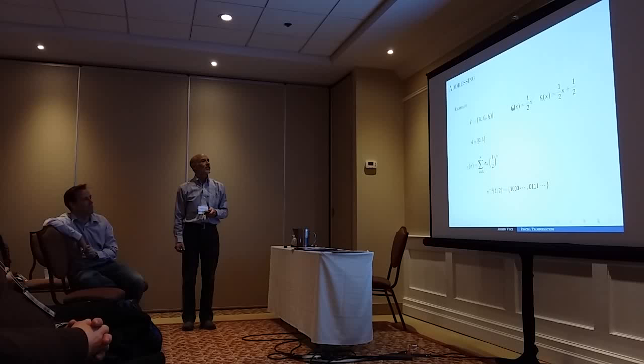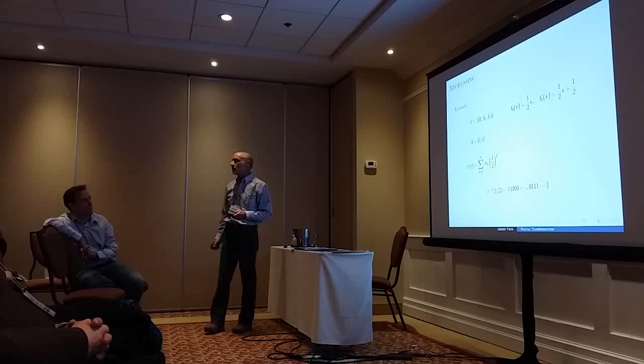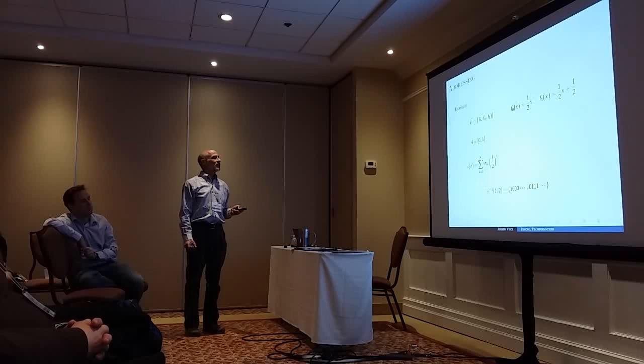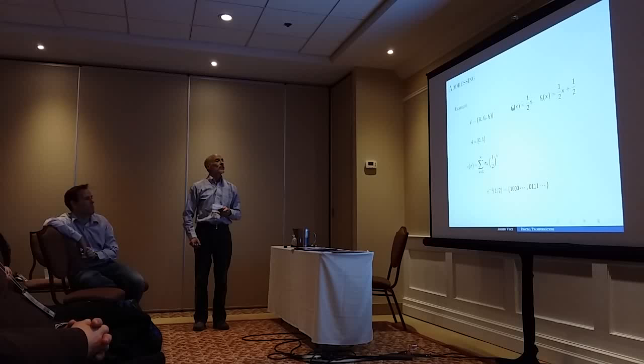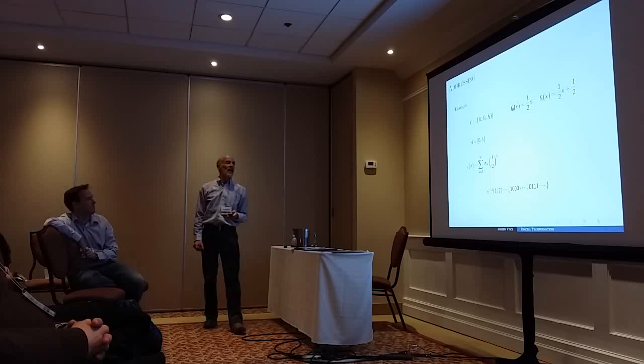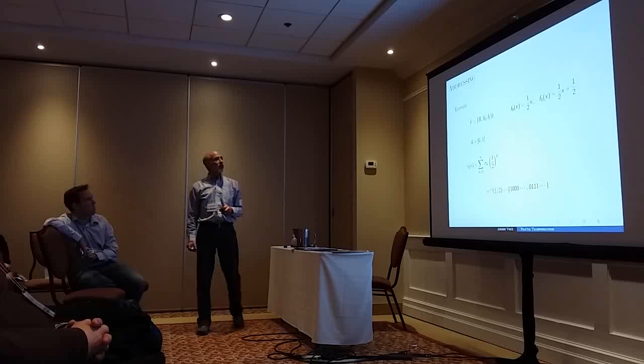If you think of an element in the code space as a decimal, in other words, you put the decimal point at the beginning, then the image of an element in the code space is nothing more than the point in the attractor that corresponds to that decimal. So as we all know, there are two addresses for 1 half, and this is in binary. One of them ends in infinitely many zeros, and the other one ends in infinitely many ones. So it's often the case that points in the attractor have many addresses.